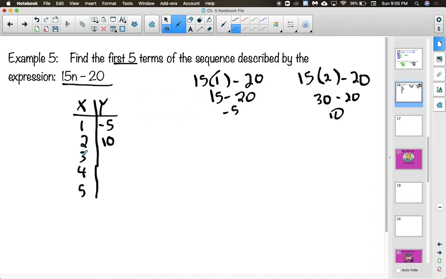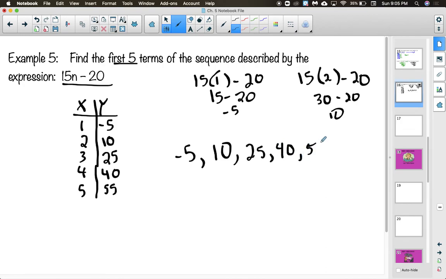The third term is the 3 goes in for n. 15 times 3 is 45, minus 20 is 25. 15 times 4 is 60, minus 20 is 40. 15 times 5 is 75, minus 20 is 55. So if they ask us for the first 5 terms of this sequence, we take our y column and write it in sequence notation: negative 5, 10, 25, 40, and 55. There's our final answer for that one.